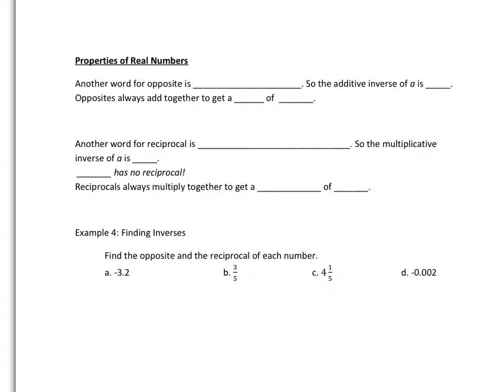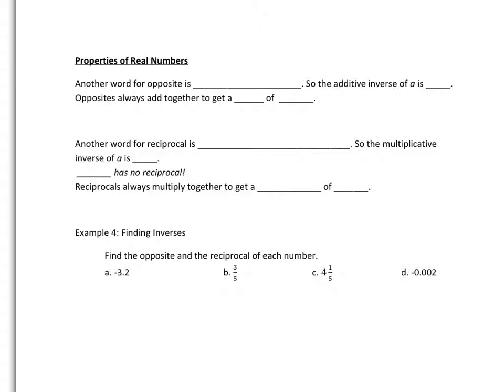For the second part of 1.1, we're going to keep going with vocabulary, okay? We're going to talk about properties of real numbers. Yesterday, we kind of put them in categories. Now, we're going to describe their properties. The first one we're going to talk about has to do with the opposite.